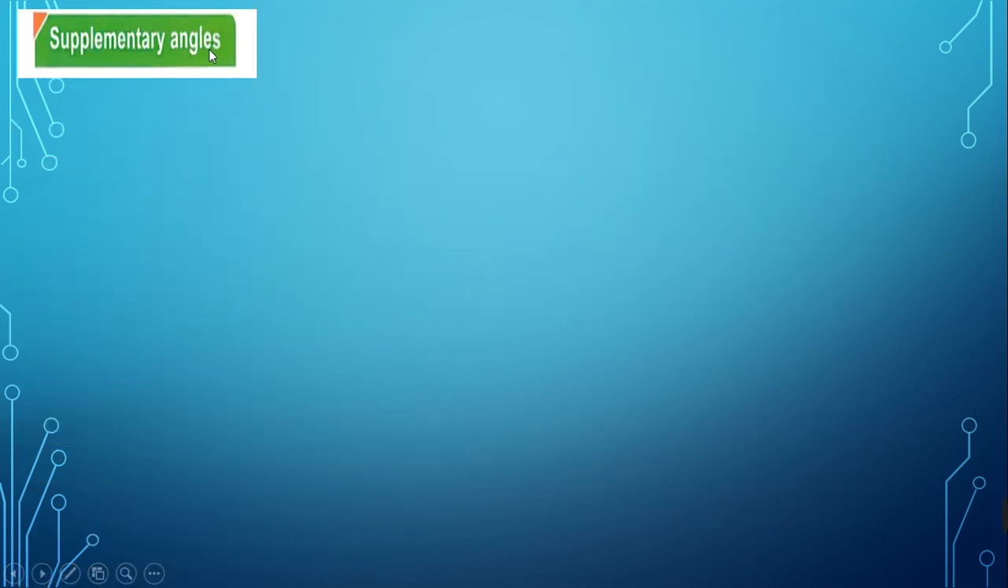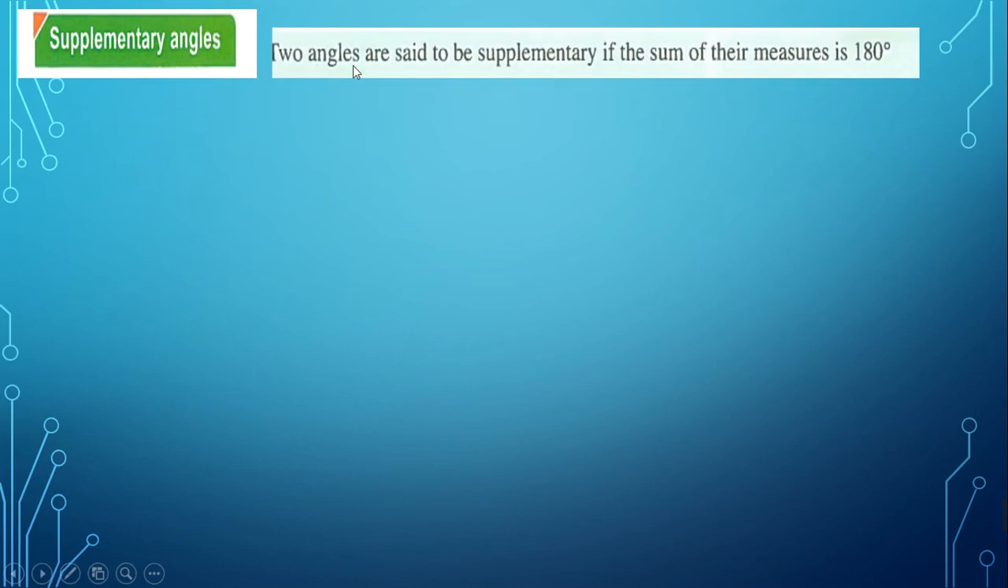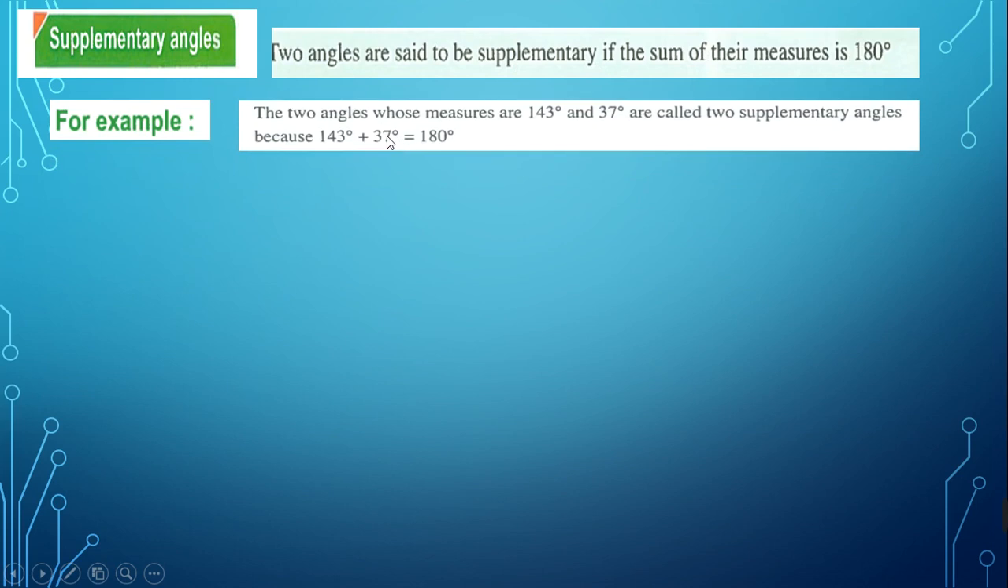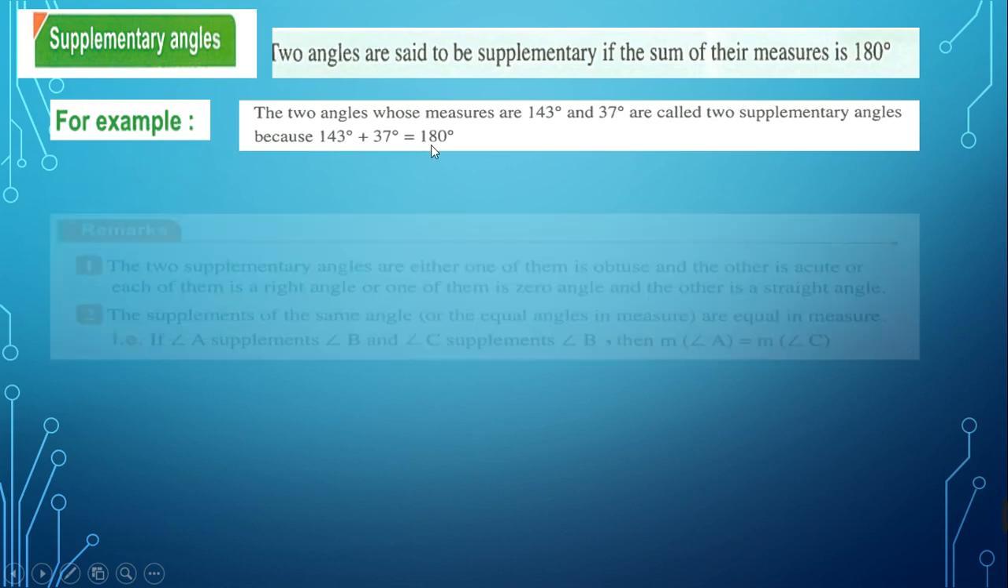Supplementary angles. Two angles are said to be supplementary if the sum of their measures is 180. For example, the two angles whose measures are 143 and 37 are called two supplementary angles because 143 plus 37 equal 180. لو عملنا لهم sum هيطلع 180.